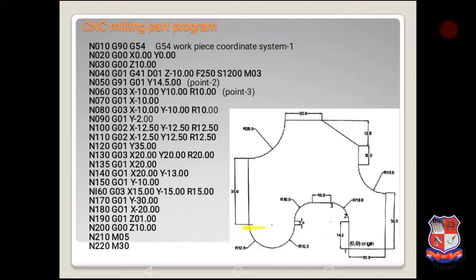Now there is a straight movement in upward direction, so we have to use the command G01 as written in N120 with the value change in Y direction only because there is no movement in X. So move to the last point.